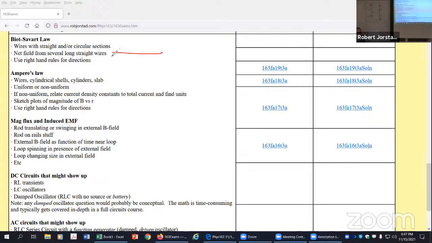Biot-Savart law. We've done this, right? You know tricks for straight wires. You know tricks for circular sections. You know how to use the right-hand rule. Grab that wire. Ampere's law.